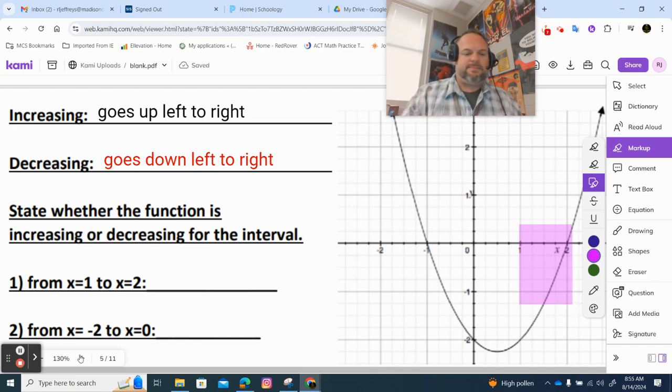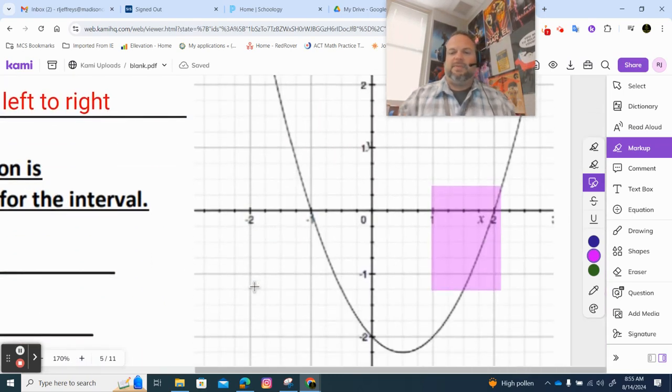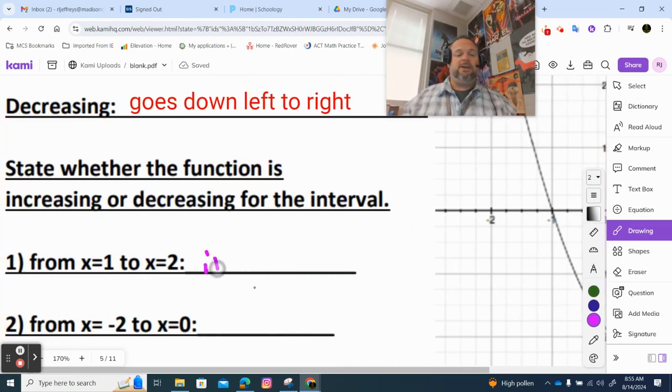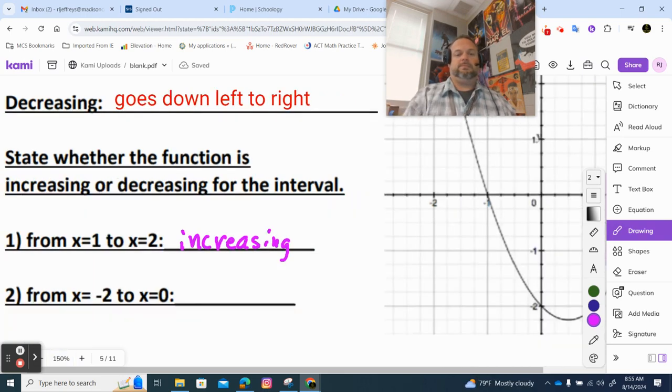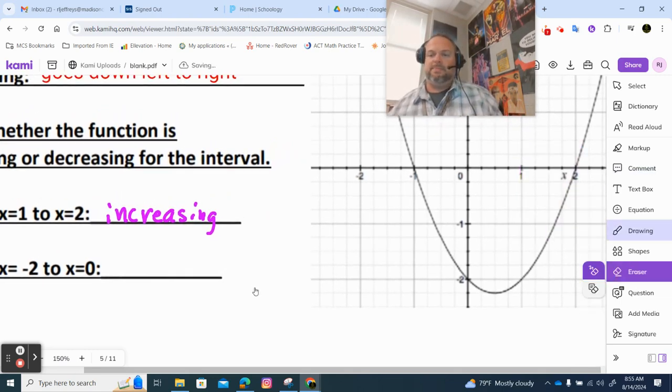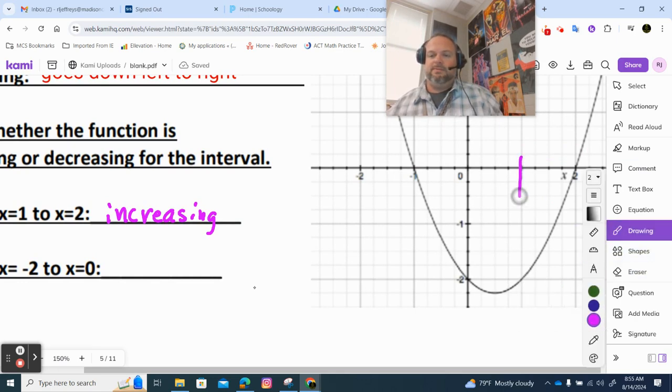okay, from that part right here, from x equals 1 to x equals 2, look at our graph. Is it going up or down? Up. So this would be increasing. Now, I know some of you are like, I don't have a highlighter. I understand. So let's do it like this. From here to here, it's going up.